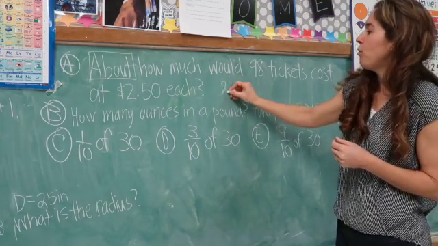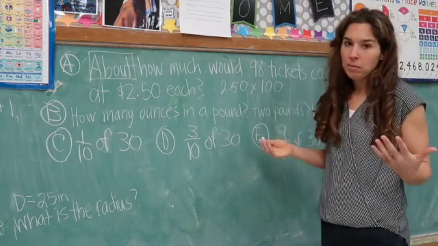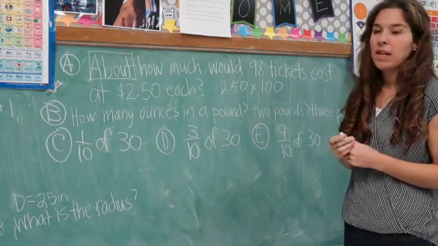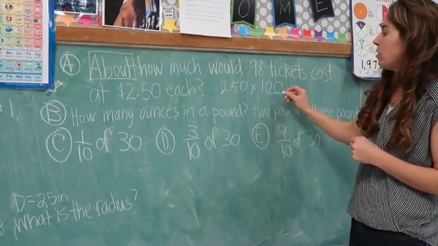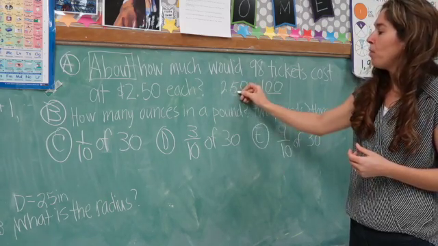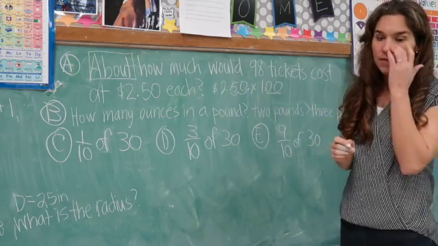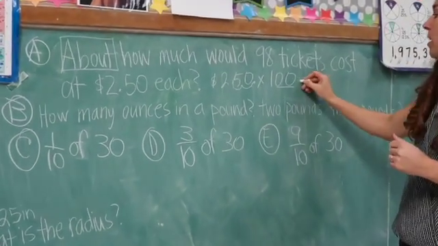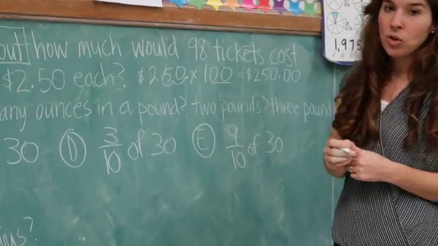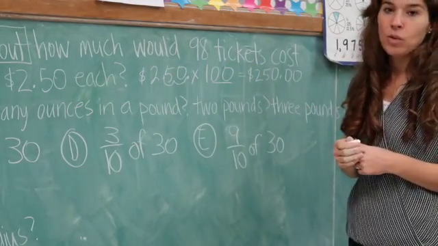So let's do that. 250 times 100. Now, in the fourth grade problem set, we learned yesterday, we learned to do this kind of multiplication. And so we're going to look at those zeros, and we're going to say there are two zeros. So we're going to pop that decimal 2 places to the right. Now, instead of having $2.50, we have $250. That's how much 100 tickets would cost. And that's about how much 98 tickets would cost.